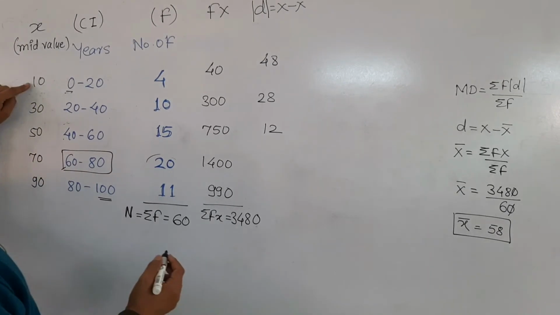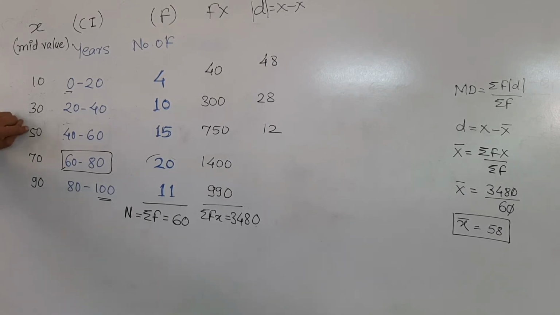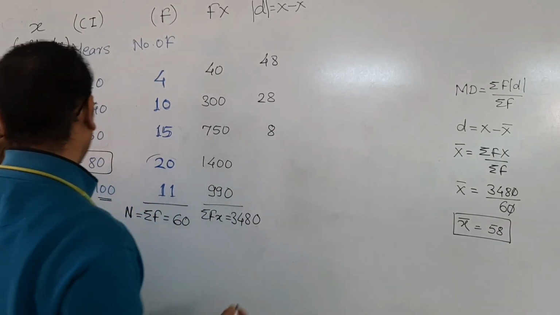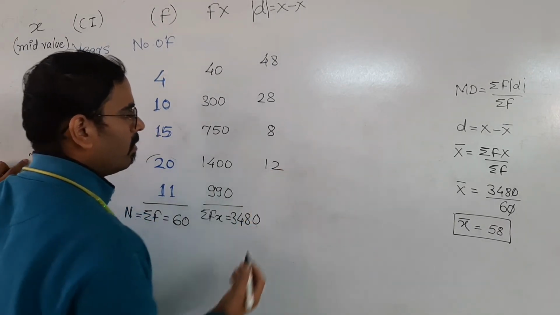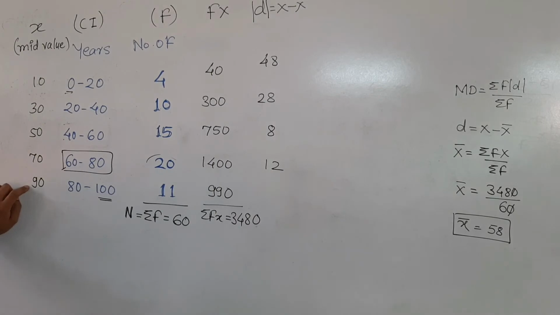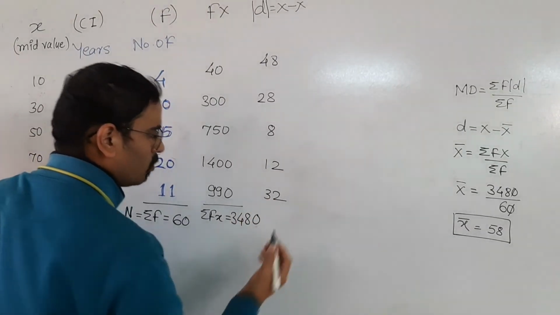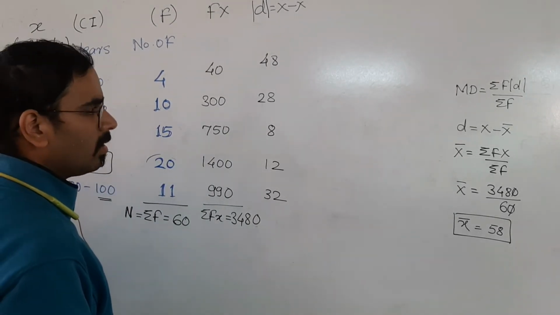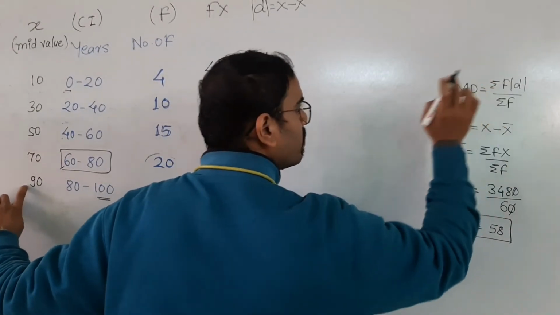have I written right? 48, 30, 28, 58 minus 50, so that will be 8, and 70 minus 58, that will be 12, and 90 minus 58, that will be 32. So in this way we have calculated the D column. Okay, but we don't require D column. We require FD column summation.